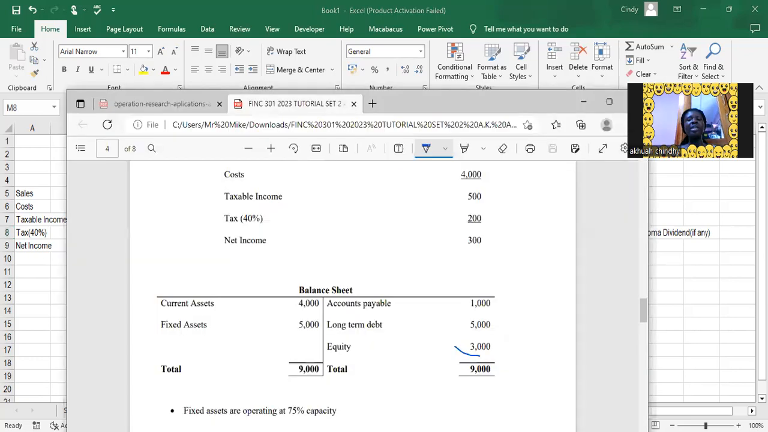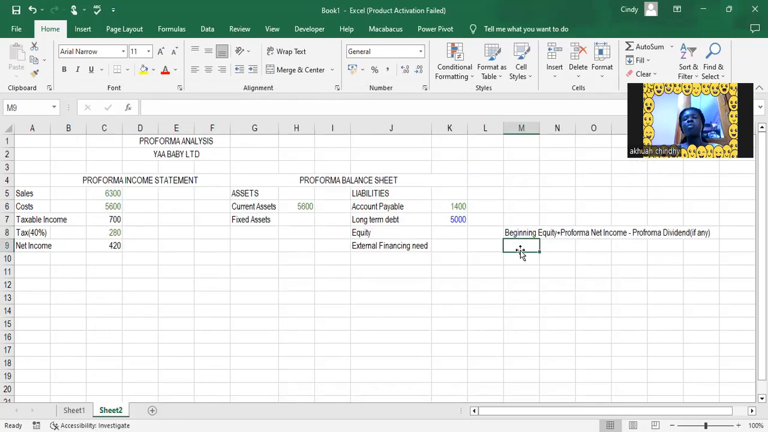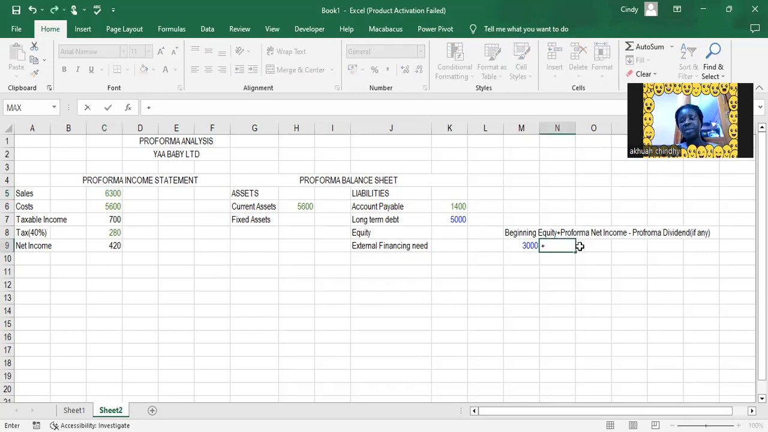So here, this is not where we put the answer. I'll put the answer here, but I want us to fish out the information. So our beginning equity is 3,000. What's our pro forma net income? From our calculations, our pro forma net income is 6,300. So we'll write that down here. So plus, we have our 6,300 here. And minus our pro forma dividend.